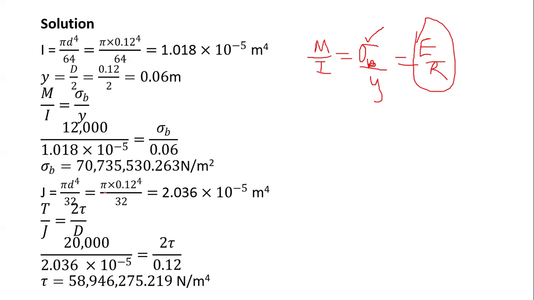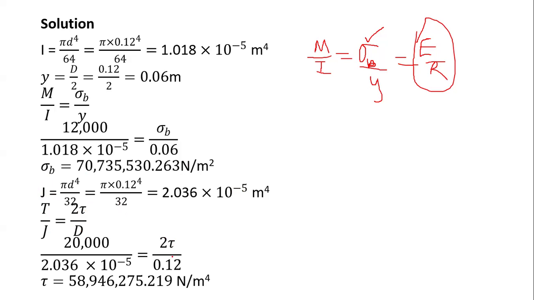The next thing I do, because I've already found the bending stress, I'm looking for now the shear stress. So I'll need to use the torsion equation. So I go back to J, the polar moment of inertia. I have pi D⁴ over 32. So pi times 0.12 raised to the power 4 divided by 32, which gives me 2.036 by 10⁻⁵. Then the next thing is T over J is equal to 2 shear stress over D.